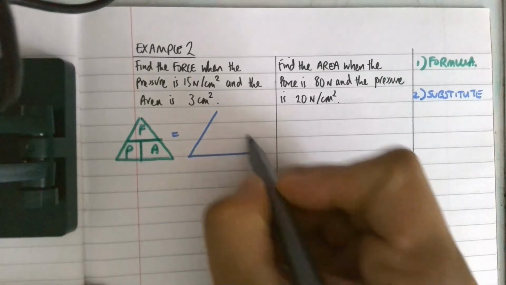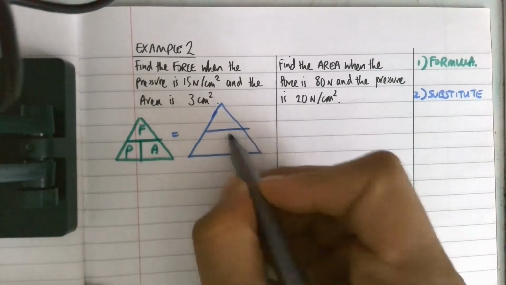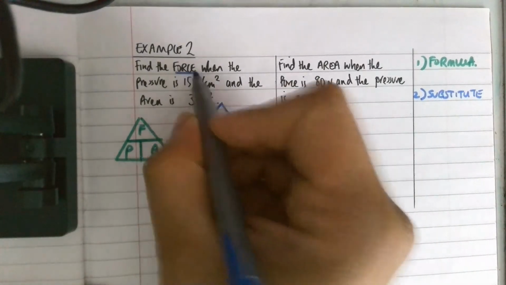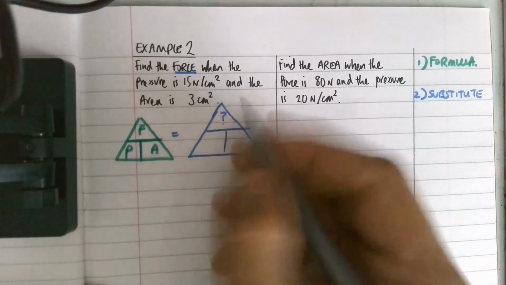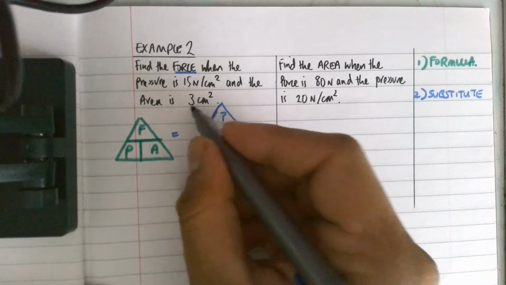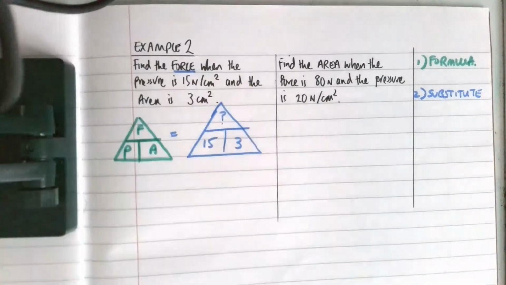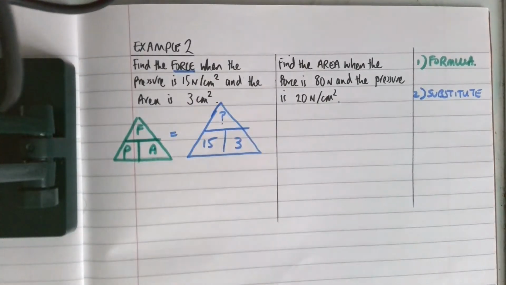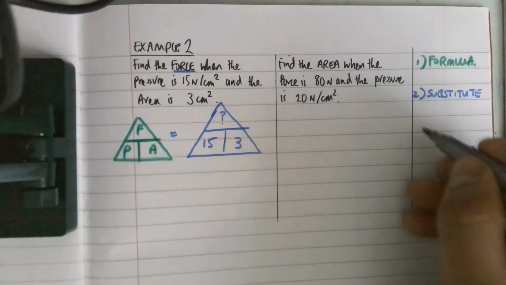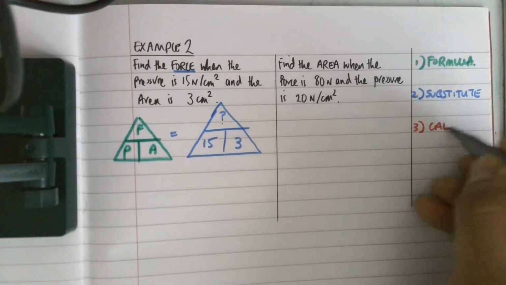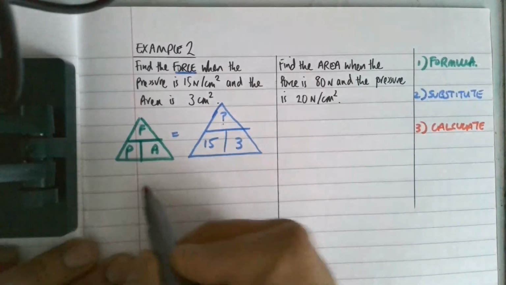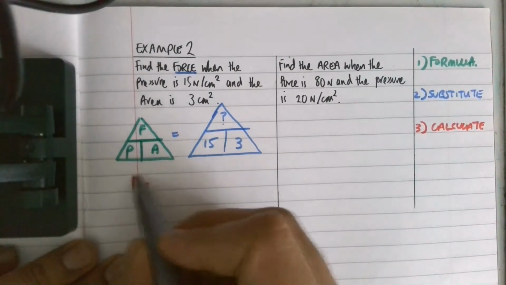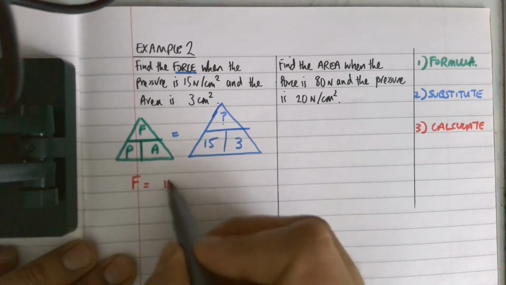So again, I've drawn a big enough triangle to put the numbers in place. We're looking for the force, put a question mark there, and then 15 goes in there, and then 3 goes there. And the third step is just to do the calculation. So it's going to be 15 times by 3, which is going to be 45.